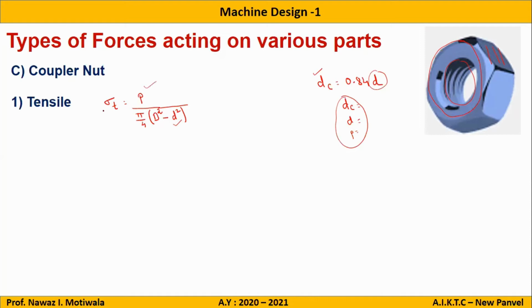So P is known to me, and sigma T is known because I have selected the material. Now what is unknown? The outer diameter of the nut. The unknown is the outer diameter of the coupler nut, that is D, and here I will get this particular answer. Then what is the second type of failure in the coupler nut? Crushing. Yes, the second type of failure in the coupler nut is crushing.